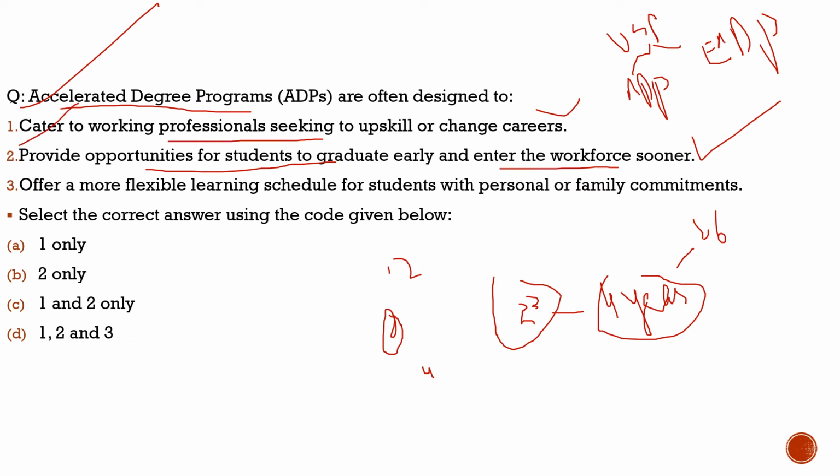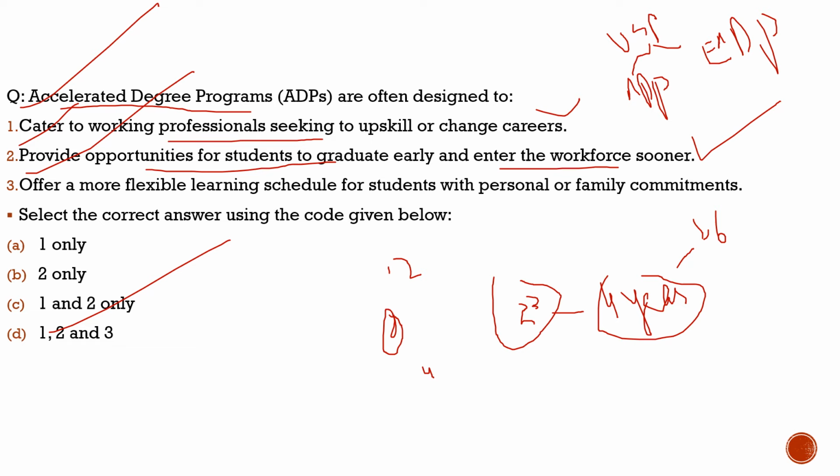Then the third statement, offer a more flexible learning schedule for students with personal or family commitments. 100% correct. It offers this flexibility too. So with respect to this question, all three statements are correct. With this, I hope you have got the basic idea why we brought this question, and also the idea about the question itself.